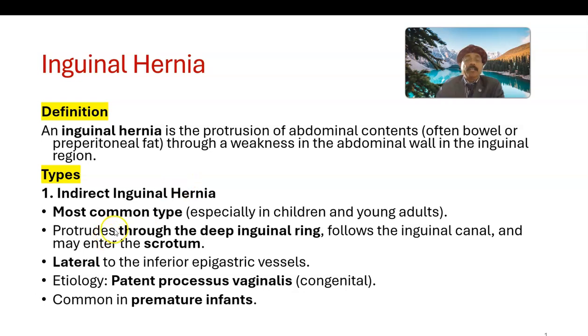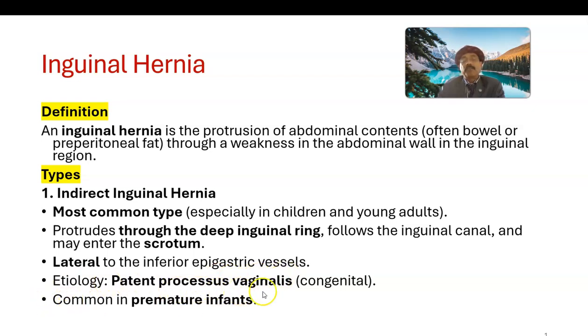Let's talk about indirect inguinal hernia. It is the most common type, especially in children and young adults. It protrudes through the deep inguinal ring, which is a gap in the fascia transversalis, follows the inguinal canal, and comes out through the superficial inguinal ring, a gap in the aponeurosis of the external oblique. It may enter the scrotum along with the spermatic cord. It is lateral to the inferior epigastric vessels.